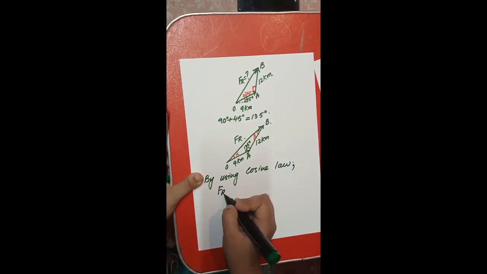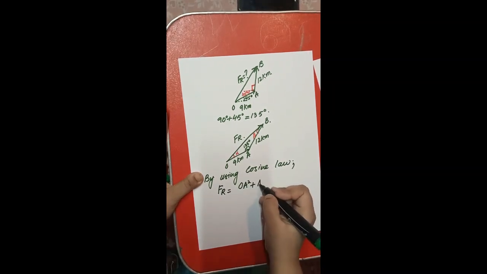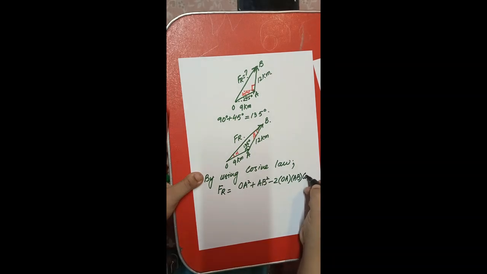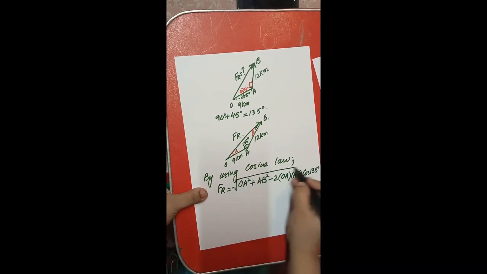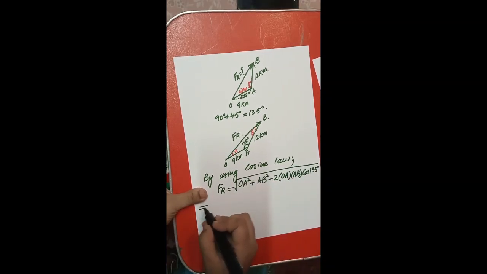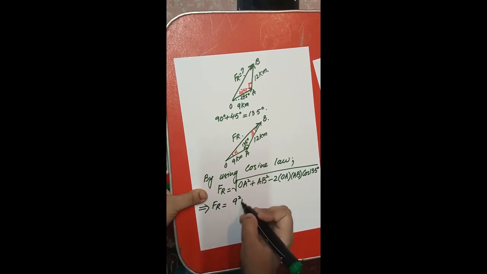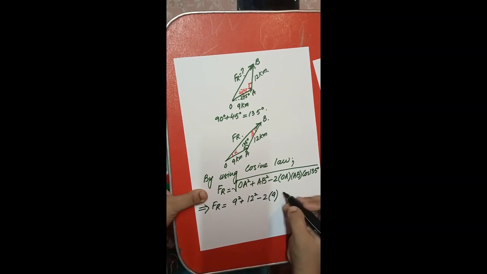FR is equal to OA square plus AB square minus 2 OA AB cos of angle 135 degrees, and we have to apply the square root over here. So FR will be equal to the square root of 9 square plus 12 square minus 2 times 9 times 12 cos of 135 degrees.